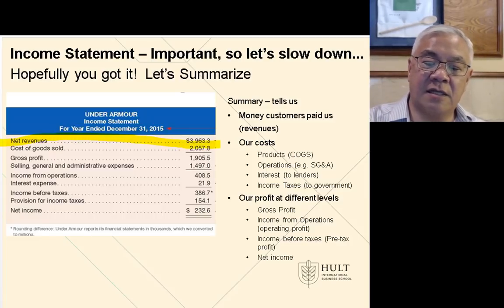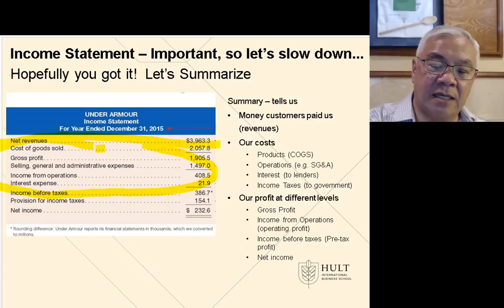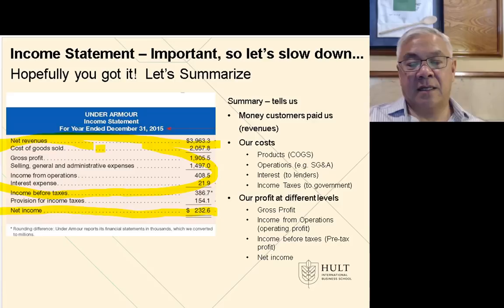And then our costs are these items that cost us to run our business. And then the bottom line is net income. So this is what we want to look at when we look at the income statement. We're going to be doing quite a bit of analysis on income statements because, as I mentioned, it tells us a lot about the economics of the company.